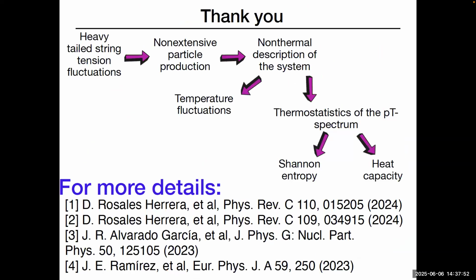So, well, to summarize, our main research is by considering heavy-tailed string tension fluctuations. In consequence, we are now having a non-extensive particle production, which leads us to a non-thermal description of the system. From there, we have derived the temperature fluctuations, but also we have derived some thermal statistics for the PT spectrum, such as the Shannon entropy and the heat capacity. And thank you.